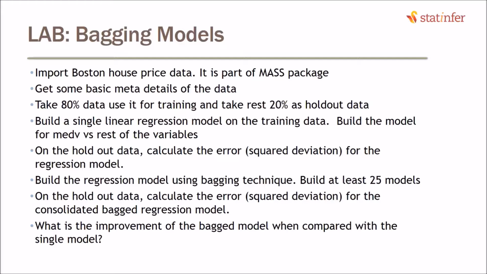Take 80% as training data, and the remaining 20% should be used as holdout data. Build a single linear model on the training data. Then on the holdout data we will see what the error is, that is the squared deviation. Later we'll build a bagging model with at least 25 models, which means the bootstrap samples need to be a minimum of 25. On that bagging model, on the holdout data, we will again see what the error is. Then we will see what the improvement in the error is.